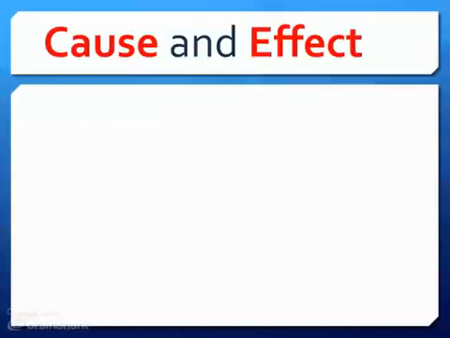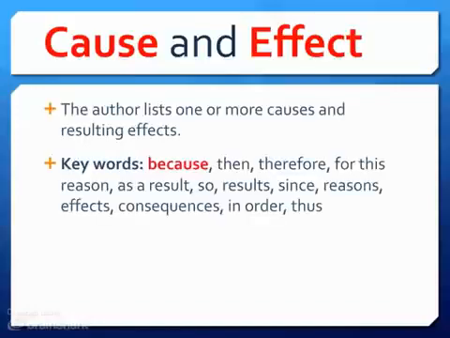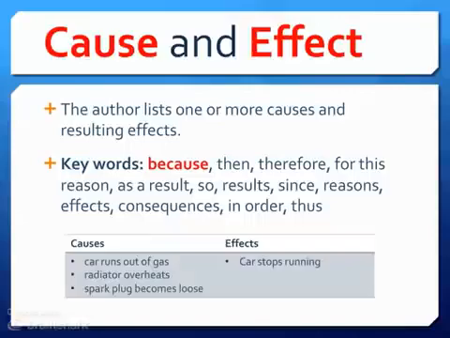The next type of text feature is cause and effect. This is when the author lists one or more causes and then the resulting effects. A cause is what happens before, and the effect is what happens after. So some keywords to look for are because, then, therefore, for this reason, as a result, so, results, since, reasons, effects, consequences, in order, and thus, because all of these are dealing with what happened before or what happened as a result of after, the cause and the effect.